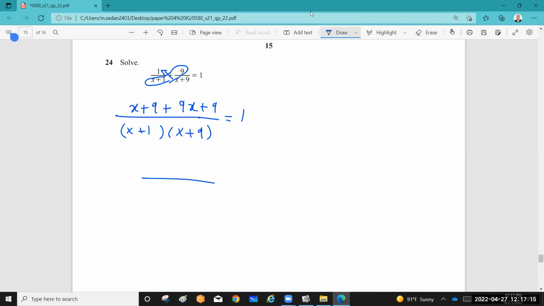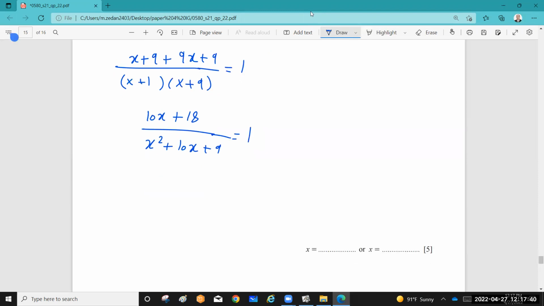So I have here x plus 10x plus 18. 9 plus 9 is 18. Over the product of x plus 1 and x plus 9 is x squared plus 10x plus 9, okay, is equal to 1. Any fraction is equal to 1 if the numerator is equal to denominator. So just write x squared plus 10x plus 9 is equal to 10x plus 18.